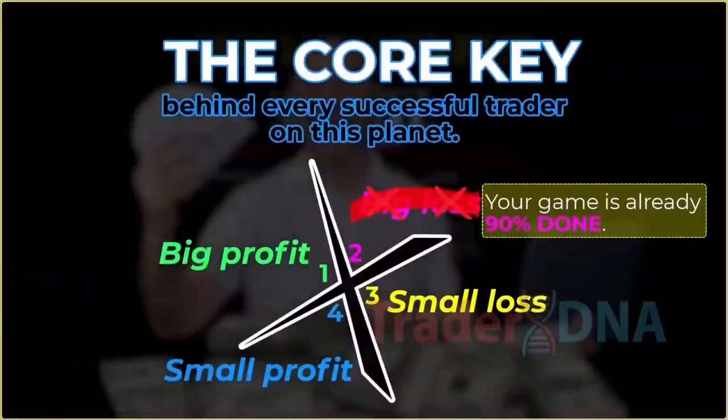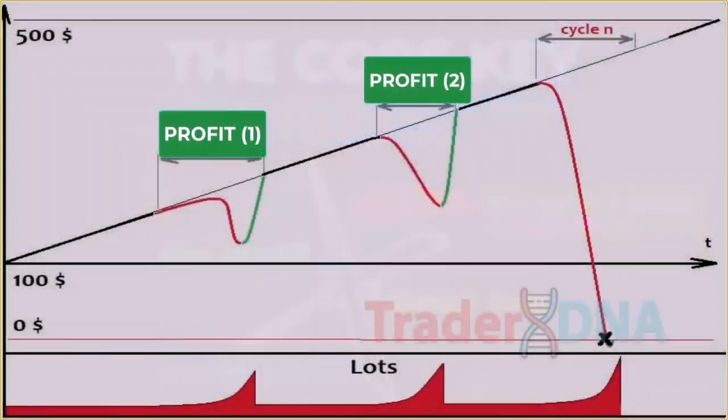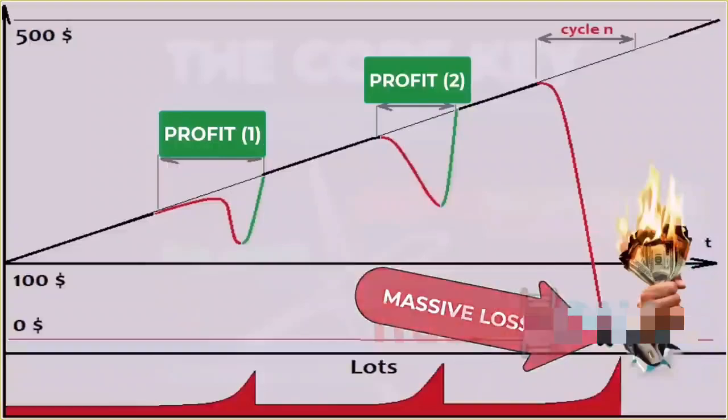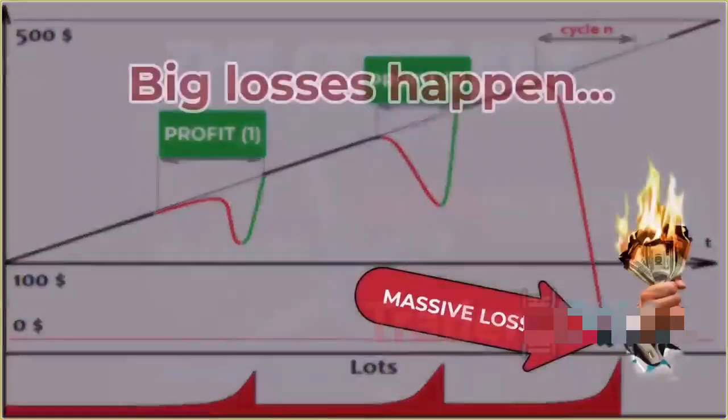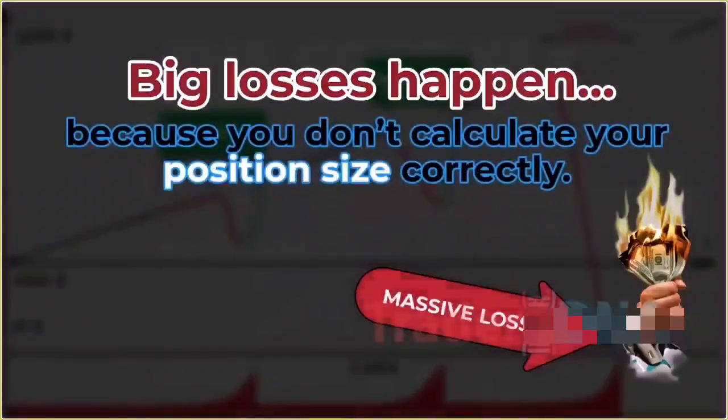Now, watch this. I need your full attention right here because I'm about to show you something extremely important. The real question is, how do you actually avoid big losses? Why do big losses even happen in the first place? And the answer? It's actually very simple. Big losses happen because you don't calculate your position size correctly. That's it. You don't know how much you're supposed to enter with, so you end up risking way more than you think. And that's exactly how accounts get destroyed.